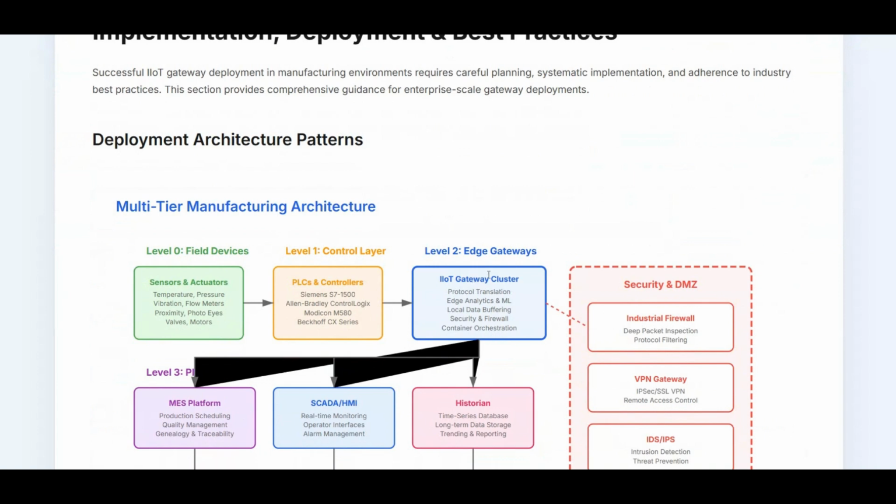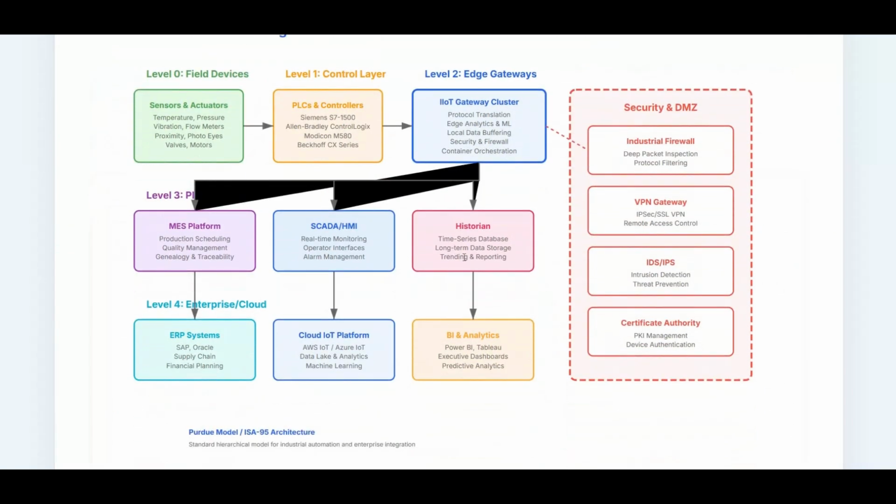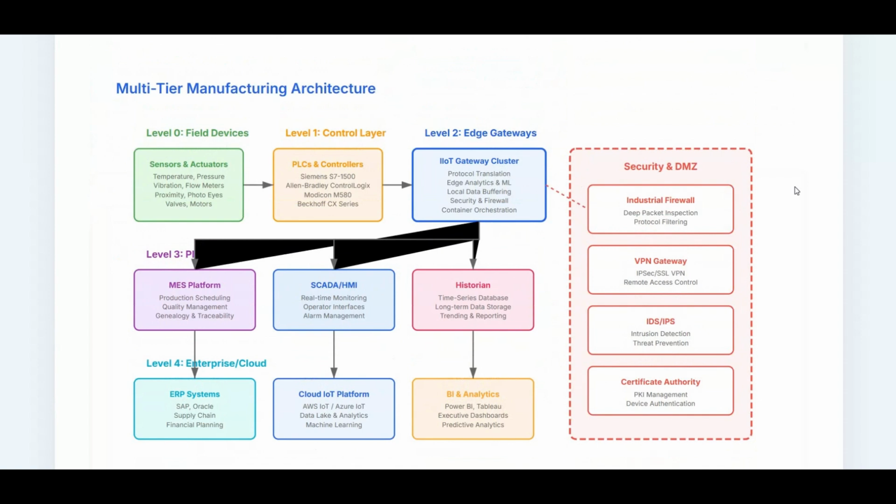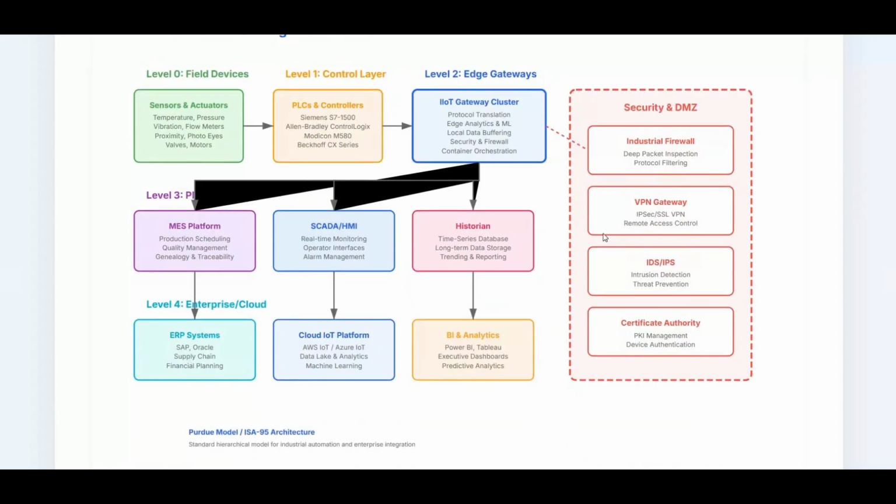Now, look at that architecture diagram. Okay. This follows the Purdue model, also known as ISA-95. Look at that. At level 0, you have sensors and actuators. So, these are physical devices producing raw signals. Level 1 is the control layer with PLCs, deterministic, real-time, safety critical. You don't mess with this layer casually.